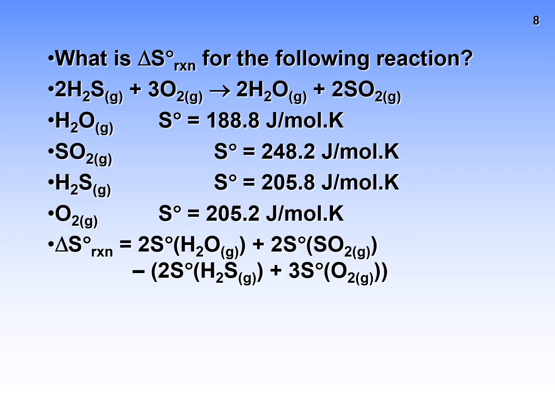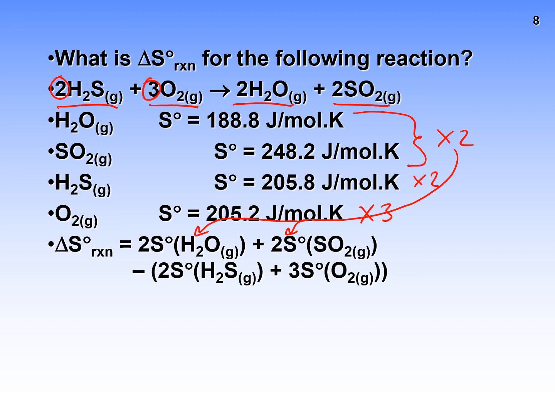Our products are H2O and SO2, and we have 2 of them each. So we take these 2 values here and multiply them by 2, as you can see here and here, and then we add them together. We're then going to subtract from this our reactants, which are oxygen and dihydrogen sulfide. We need to multiply dihydrogen sulfide by 2 because there's a 2 here, and multiply oxygen by 3 because there's a 3 there. That's where we get this 3 and this 2. We add them together and subtract it from the quantity that we determined for our products.